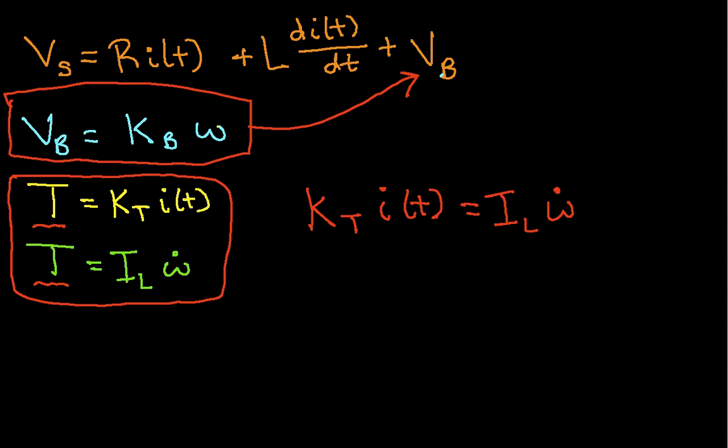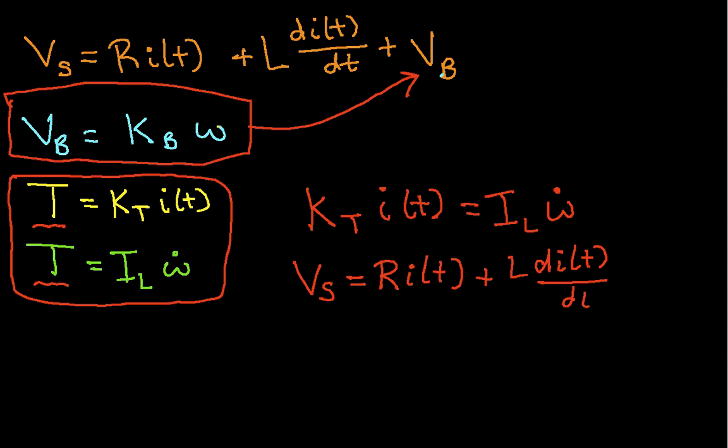So if I substitute the expression for V_B in, I get V sub s is equal to R i of t plus L di dt plus K_B times omega. Okay, so I have two differential equations. They're coupled and they depend on i and omega. Now my notation here is really kind of bad because it doesn't point out to you that omega is indeed a function of t. So I'll put in that it is a function of t.